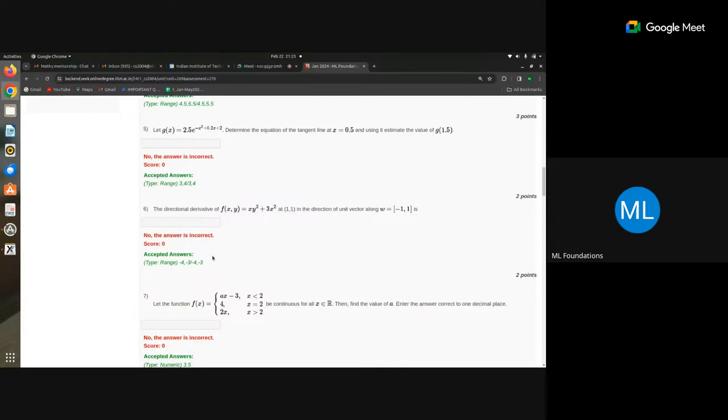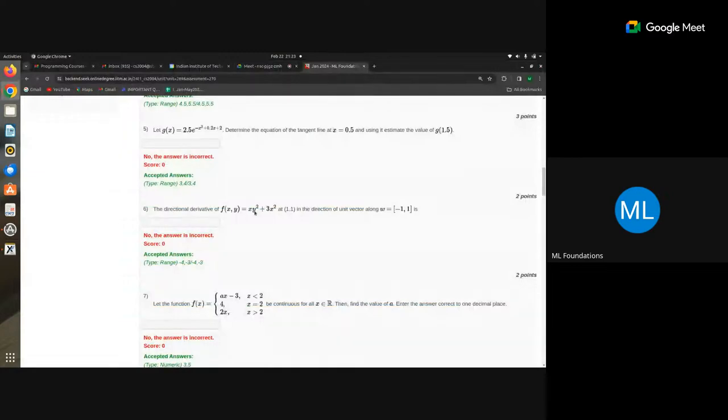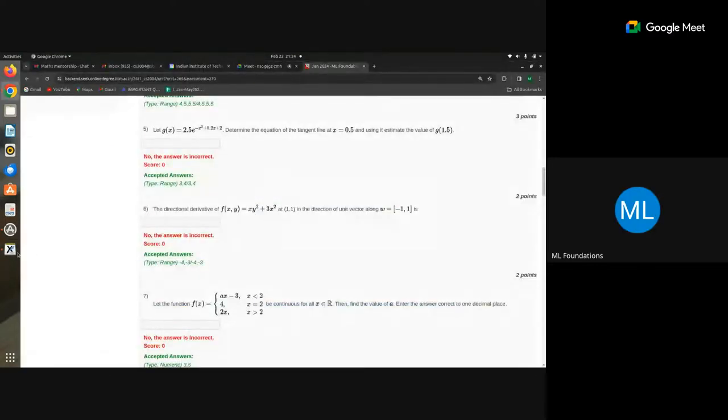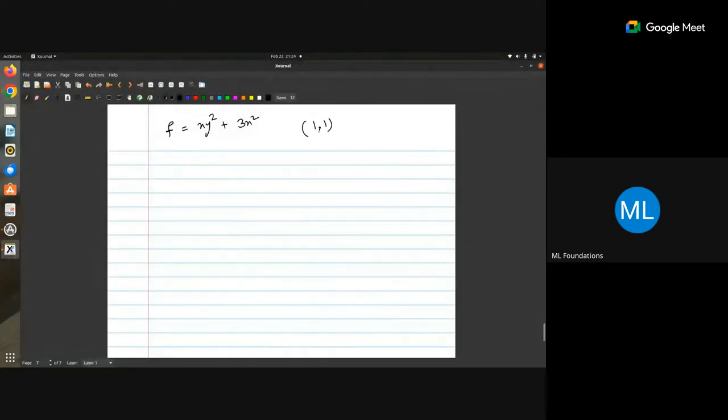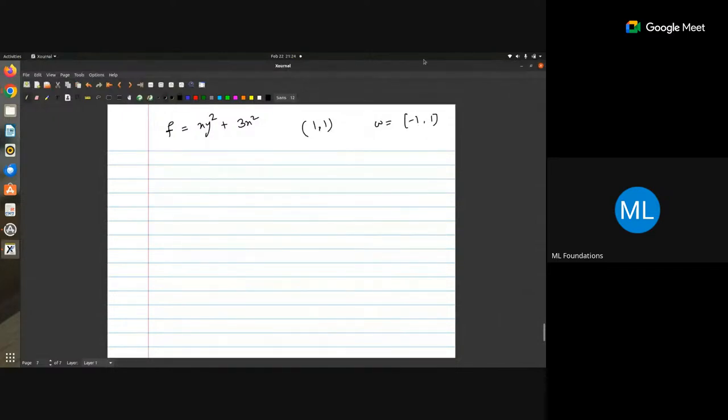Okay. So let's try to solve question number 6. Then I'll come to question number 5 later. Currently, try to solve question number 6. The directional derivative of this function xy at 1, 1 in the direction of the unit vector along this direction. What is the function given to us? xy square plus 3x square. And I need to find the directional derivative at point 1, 1 along this direction, minus 1, 1. Which question is this? Question number 7. Okay.